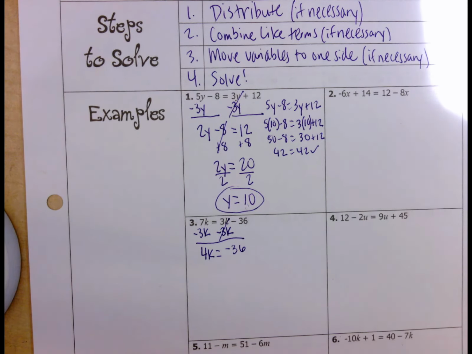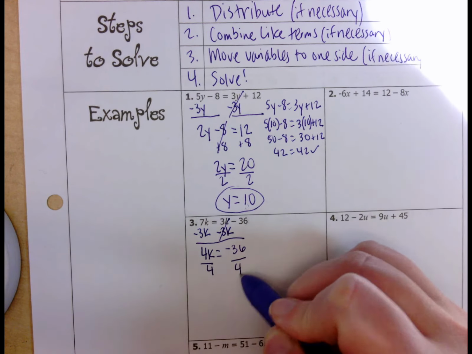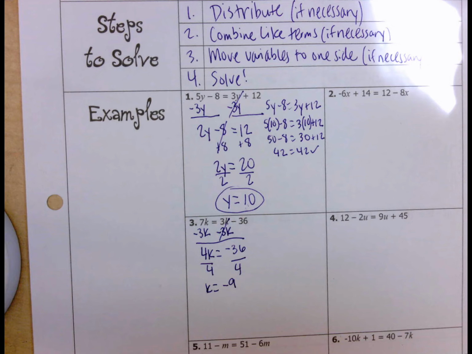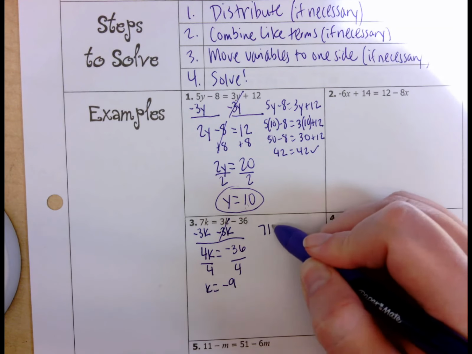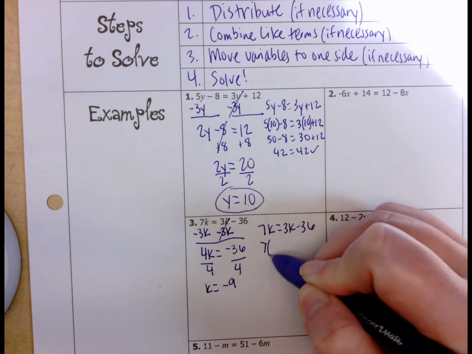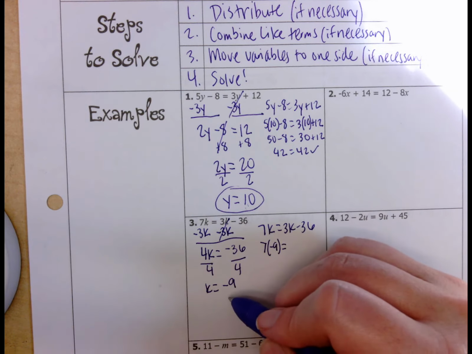Okay. And then the last step, to get rid of the 4, I'm going to divide. And so I end up with k is equal to negative 9. And then I'm going to check myself and make sure that that works. So 7k is equal to 3k minus 36. I plug in negative 9 in place of the k because I'm saying that it should work.